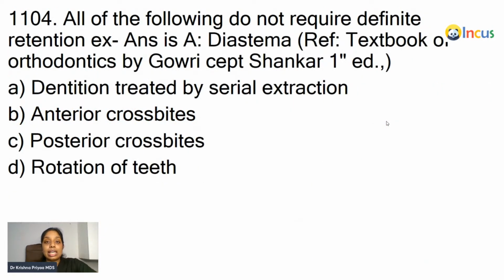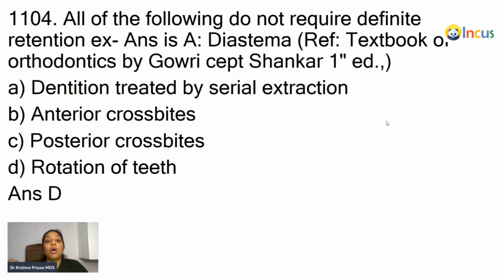That is called incisal guidance, what I was explaining about this. So all of the following do not require definite retention. This is exactly the question I was discussing earlier. Not everything requires a definite retention. Anterior crossbites do not require definite retention because their position acts in such a way that they provide retention. But cases of serial extraction, posterior crossbites or rotation of the teeth sometimes do require a kind of retention.